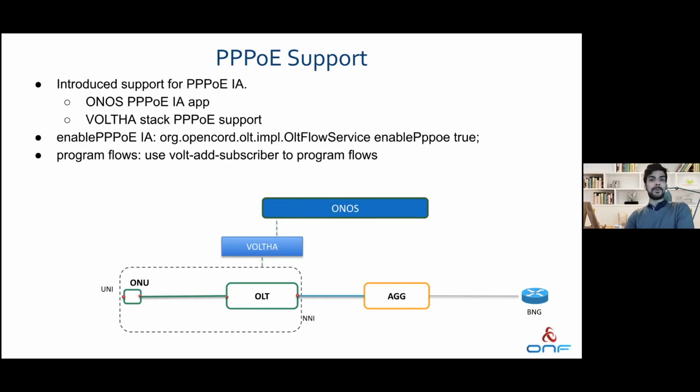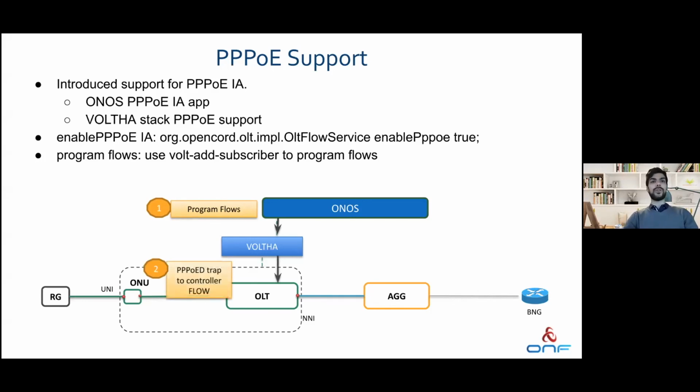To have the PPPoE support, you must enable the PPPoE intermediate agent on the OLT flow service and install the PPPoE application. And then you can just program the flows using volt-add-subscriber. So what happens? On ONOS, you call program flows. That program flows installs a PPPoE trap to controller flow via VOLTHA to the OLT.